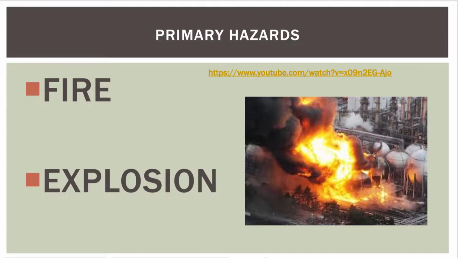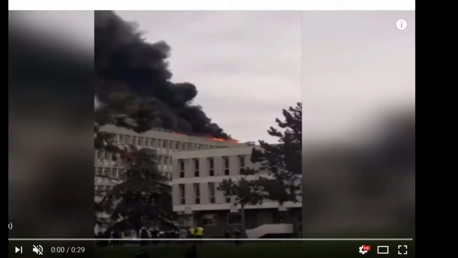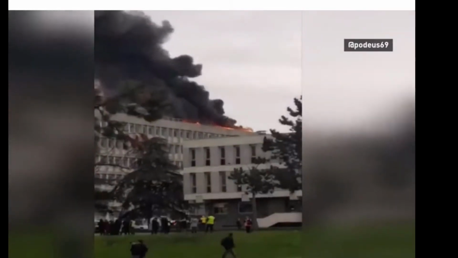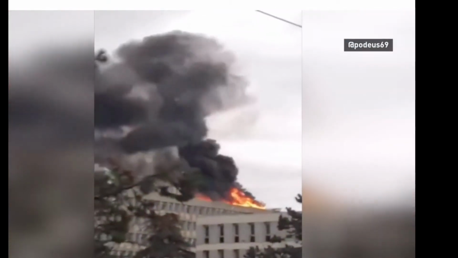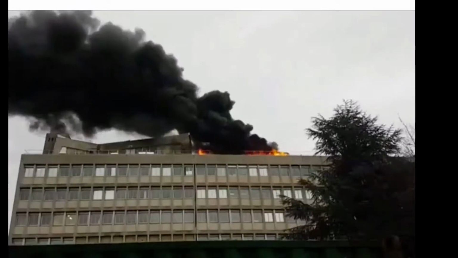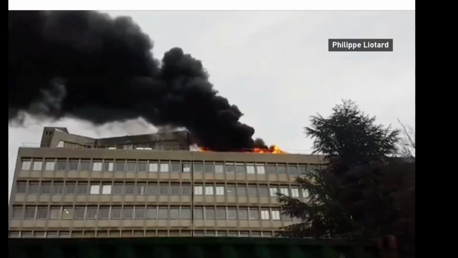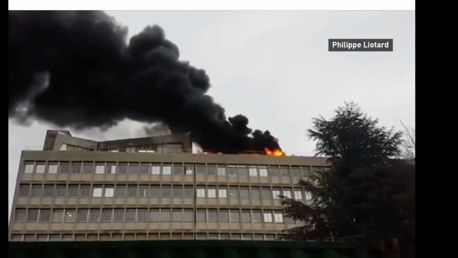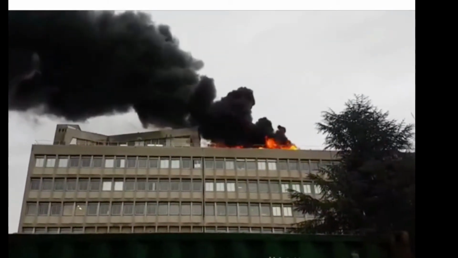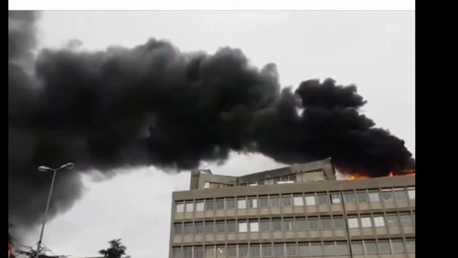So the two primary hazards associated with flammable liquids are explosion and fire. So you can see both fire and explosion. And this is from the University of Lyon in France.